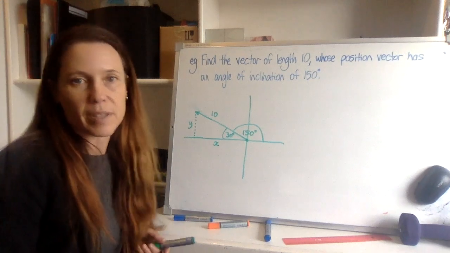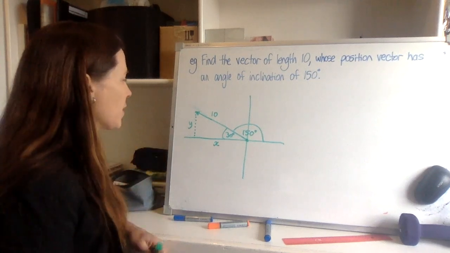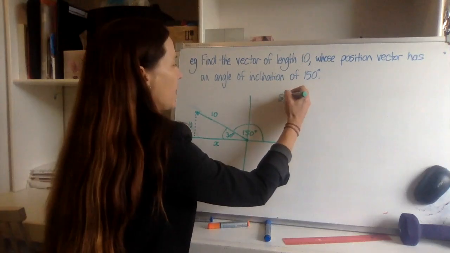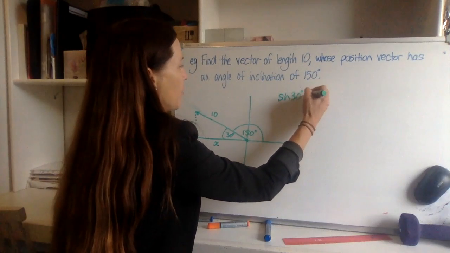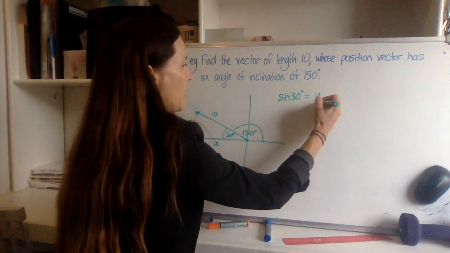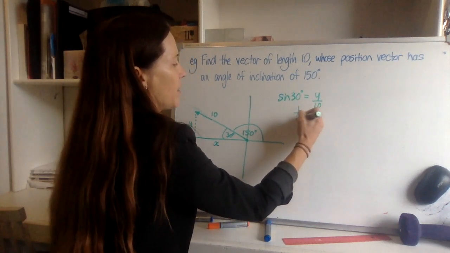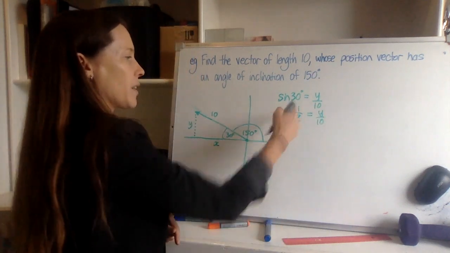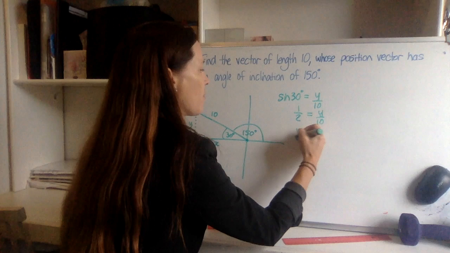So thinking of the simplest fact I know about 30 degrees, the sine of 30 degrees is half, isn't it? So if I say, all right, the sine of 30 degrees is actually going to be opposite, which is y, over 10, but I know that this side is actually a half, and that's equal to y over 10, then I can clearly see that y must be 5.